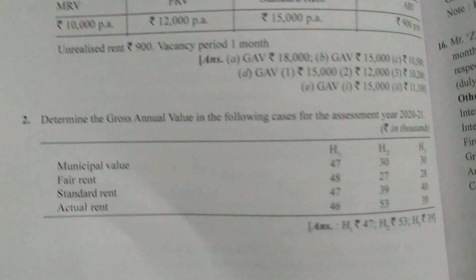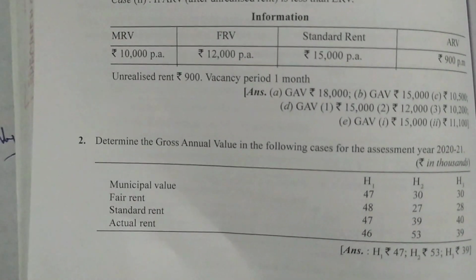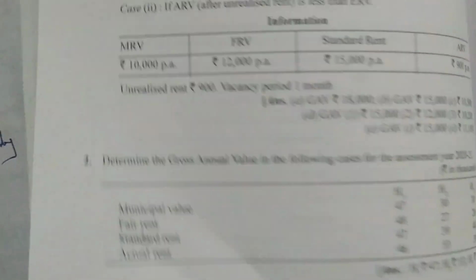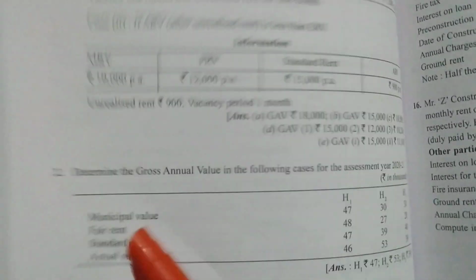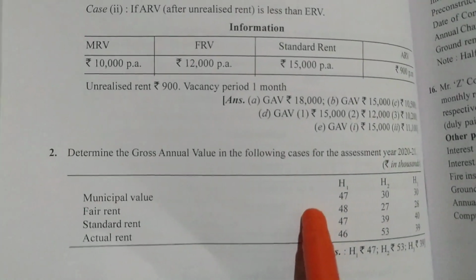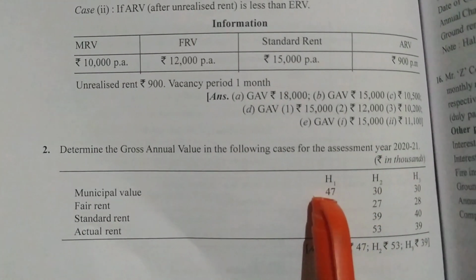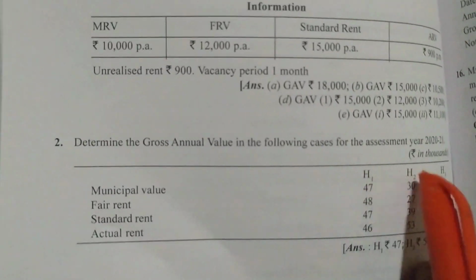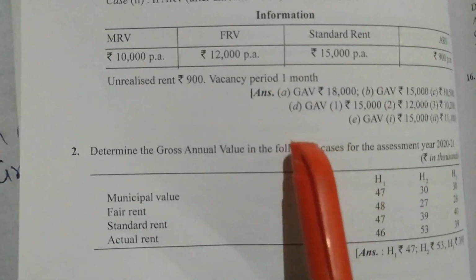See this question I want you to solve. Determine the gross annual value in the following cases for the assessment year 2020-21. He has given 3 houses: house 1, house 2 and house 3. Okay, so house 1 is what? Municipal rental value, fair rental value, standard rent and actual rent are given. For these three houses, H1, H2, H3, he has given all 4 pieces of information. You have to find out GAV.